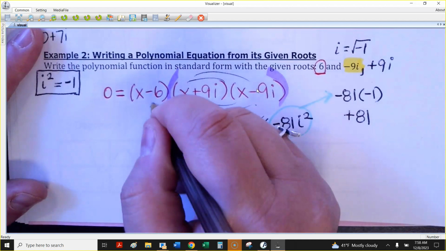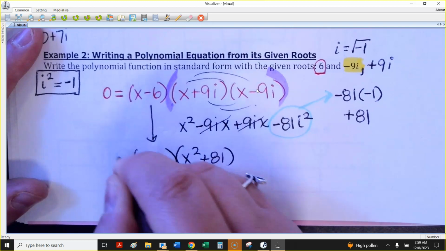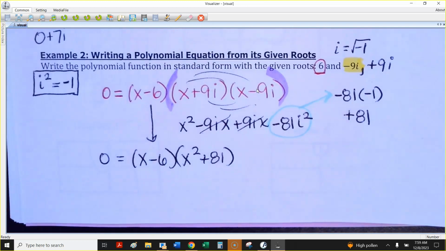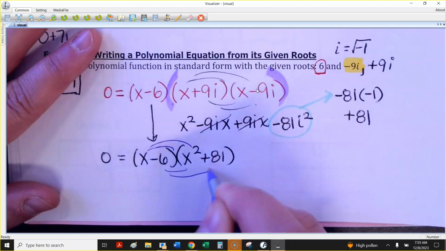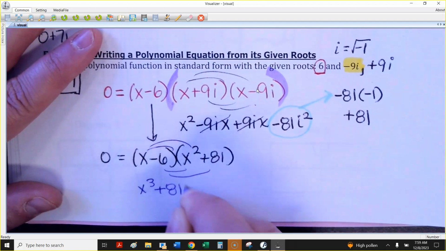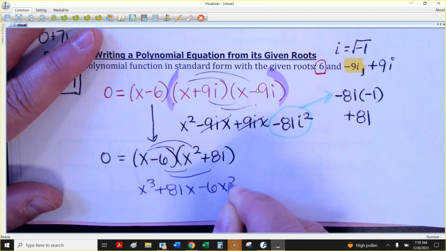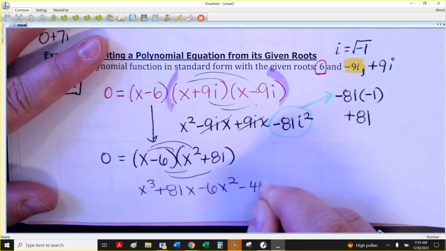And then to get my actual polynomial, we had another zero. We had 6. So I have to bring down that other factor real quick. We had 3 answers, so we should have a cubic, and I only had a quadratic at that point. So I'm just going to do a little FOIL again. You get x cubed, bless you, plus 81x minus 6x squared. Give me a second. 6 times 81 is 486, so minus 486.